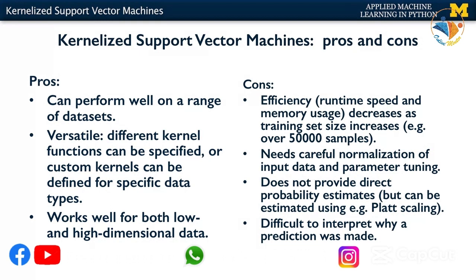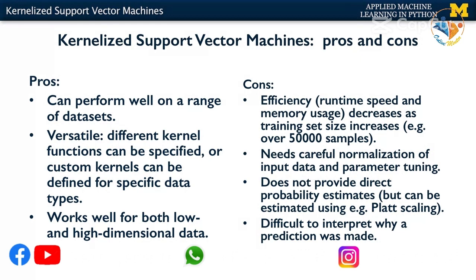On the negative side, as the training set size increases, the runtime speed and memory usage in the SVM training phase also increases. So for large data sets with hundreds of thousands or millions of instances, an SVM may become less practical. As we saw when applying a support vector machine to a real-world data set, using an SVM requires careful normalization of the input data as well as parameter tuning. The inputs should be normalized so that all features have comparable units and are on similar scales if they aren't already.